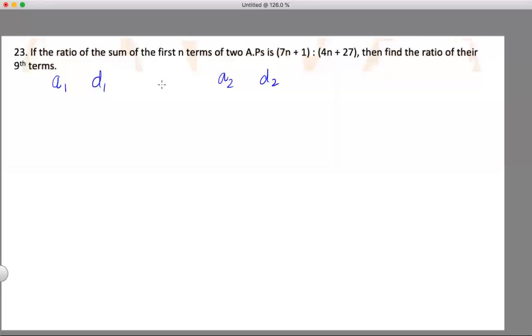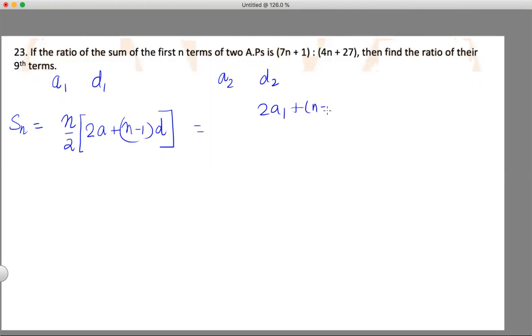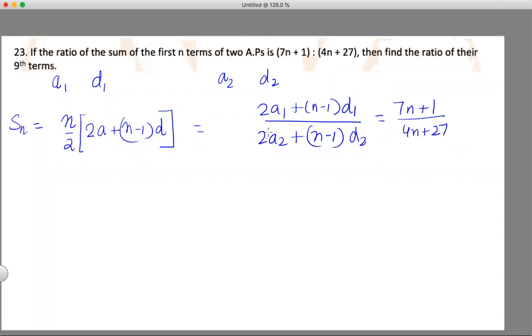The ratio of the sum of the first n terms. What is the formula for the sum of n terms? n by 2 into the bracket 2a plus n minus 1 d. Right? So we have to write their ratio. The n by 2 will cancel. So 2a1 plus n minus 1 d1 over 2a2 plus n minus 1 d2 is equal to 7n plus 1 over 4n plus 27, right?